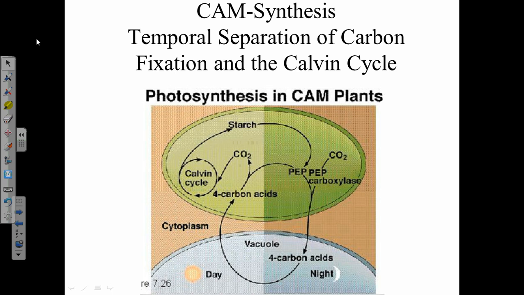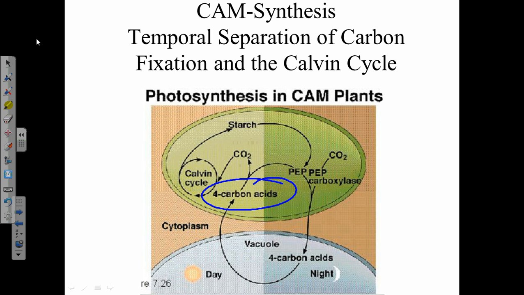And they are using carboxylase, the same enzyme in C4 plants, to fix carbon. And they store the carbon. They store it as an acid over the night. They store as much as they can. As soon as the sun comes up, what happens? Close the stomates because it gets really hot really fast.